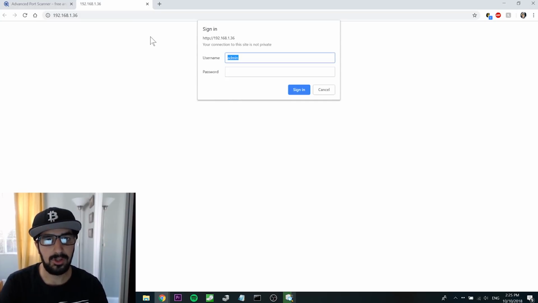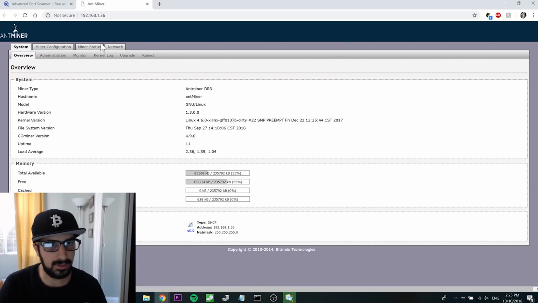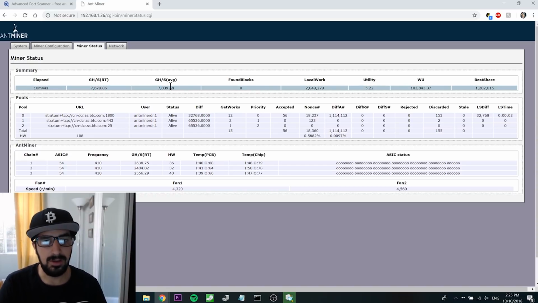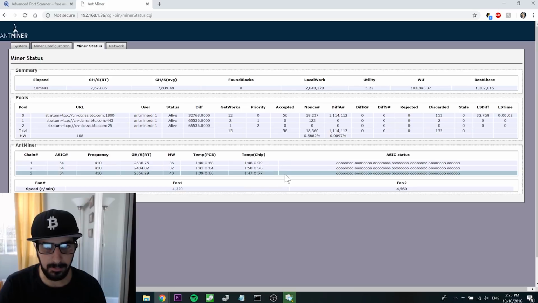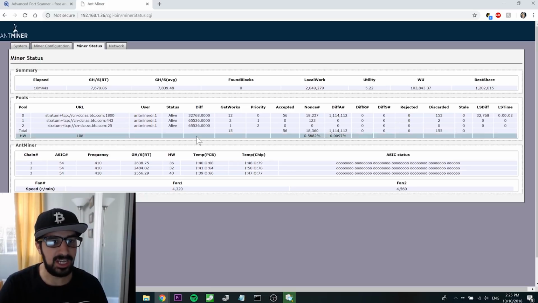192.168.1.36. Your IP address might be different. Every time it connects, it chooses a different address, so it might be a different address for you. Root is the username, root is the password. We are connected. DR3 mining status great, 7.8 average, pretty good. Everything is mining great. Temperatures look great, about 78, less than 80 degrees Celsius. Looks good.